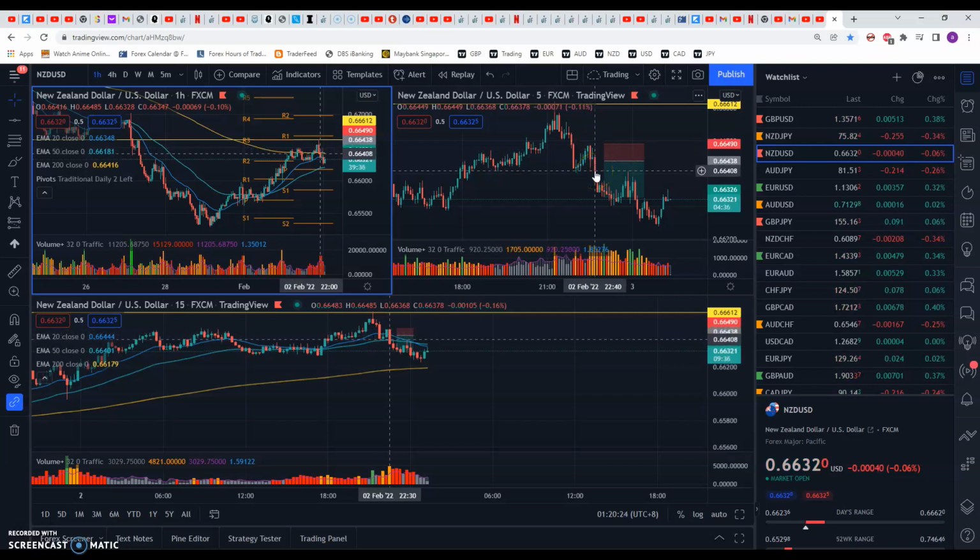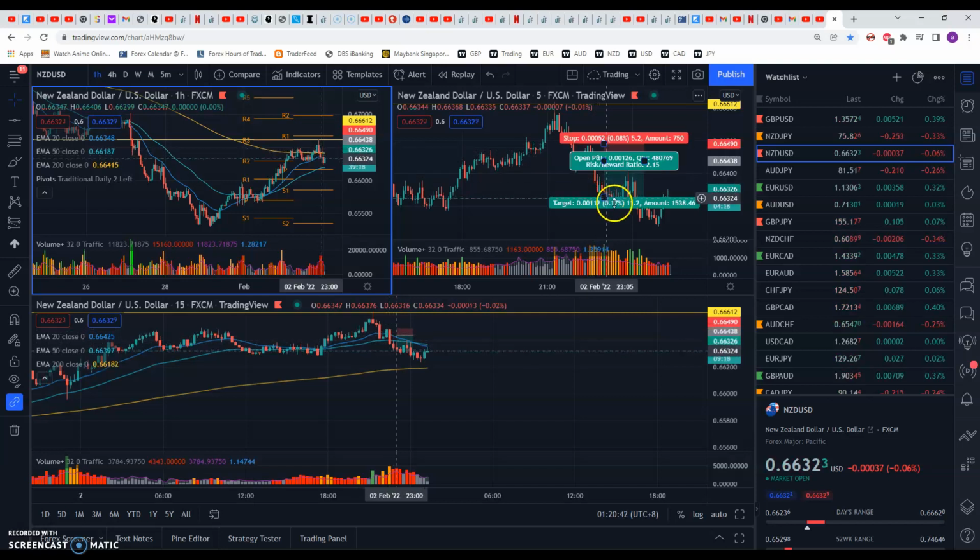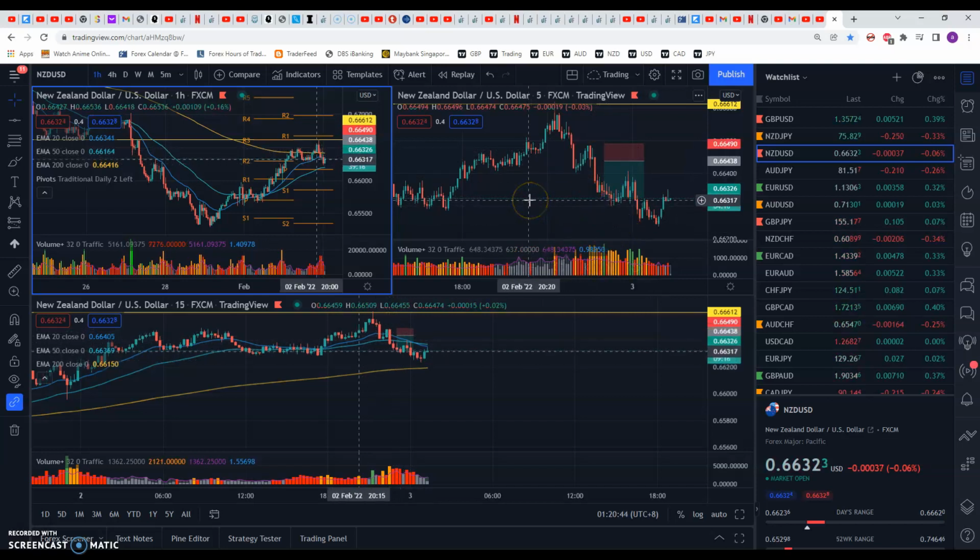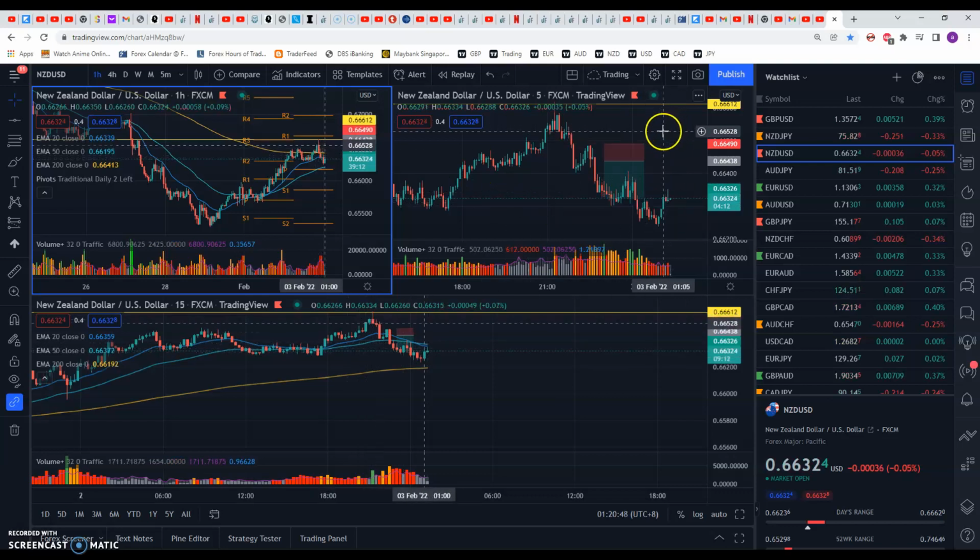Let's train myself to play in terms of R. When this guy came down, I didn't buy immediately. I let the sellers try, and the buyers try again. Come out here, it fails. I bought this level, put a stop loss here, and took it down to this level, 2R. Get in, get out.